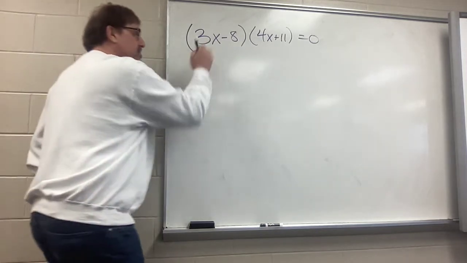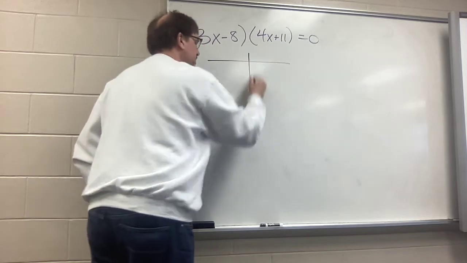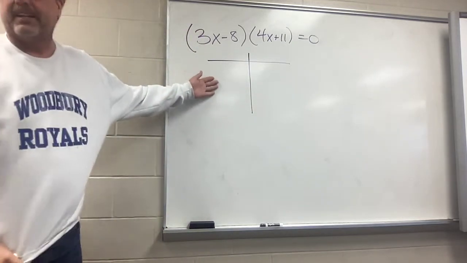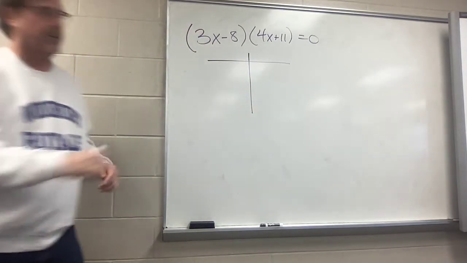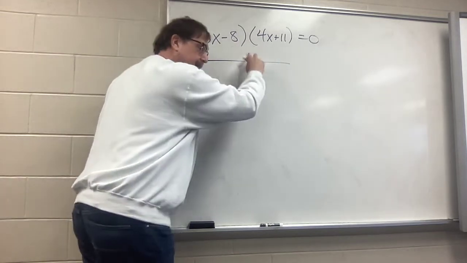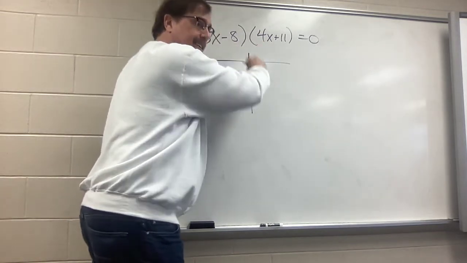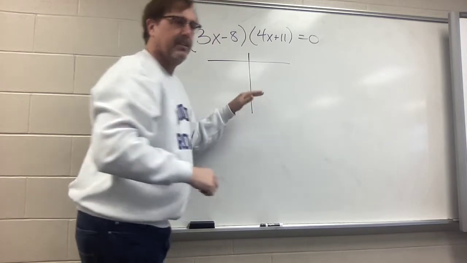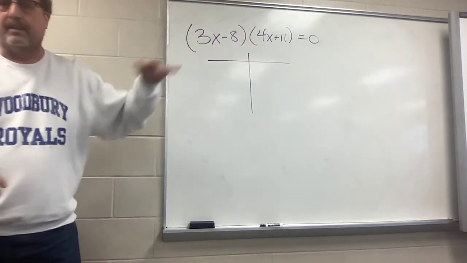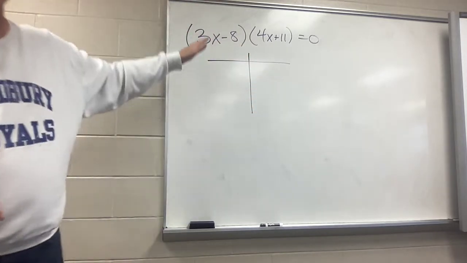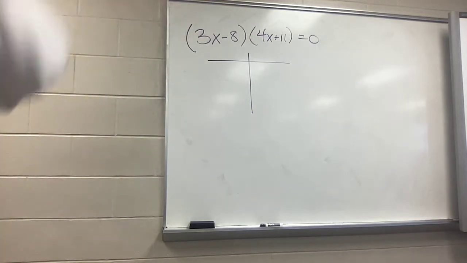So what we do once it's already factored is we do the zero product property. In this class, we like to call it the big T because it looks like a big T. Real teachers will call it the zero product property.